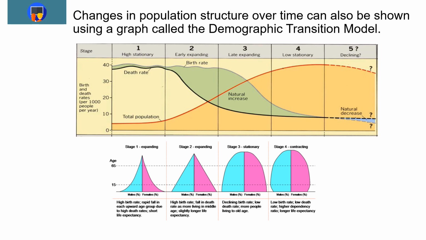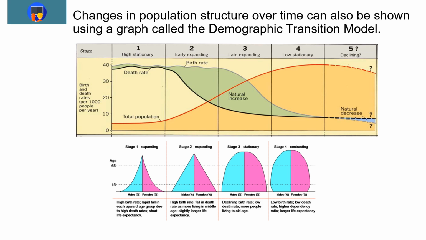Countries in stage 4 would be your AC countries, your advanced countries. People in these countries often choose to have smaller families. People in AC countries are often working in the tertiary sector, so doing things such as services, like office work, things like that.